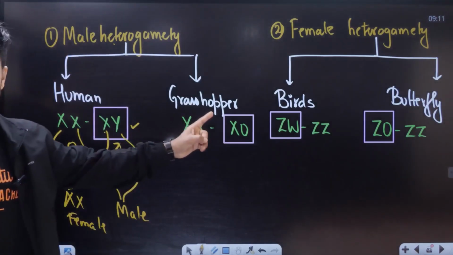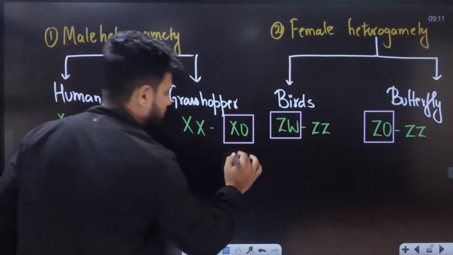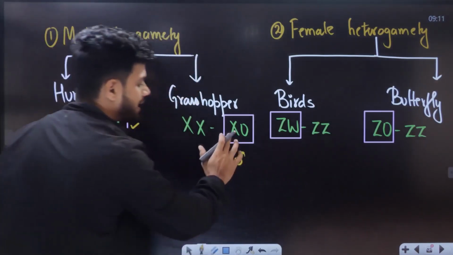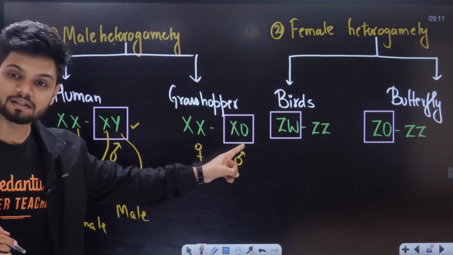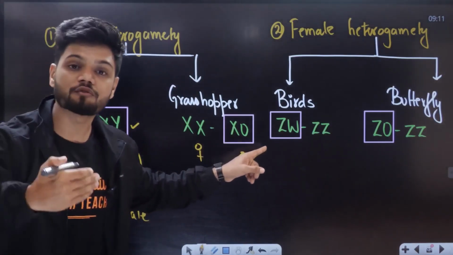The same goes for grasshopper also. Can you see here? The males have XO and the females have XX. Again, the male determines the sex of the offspring.